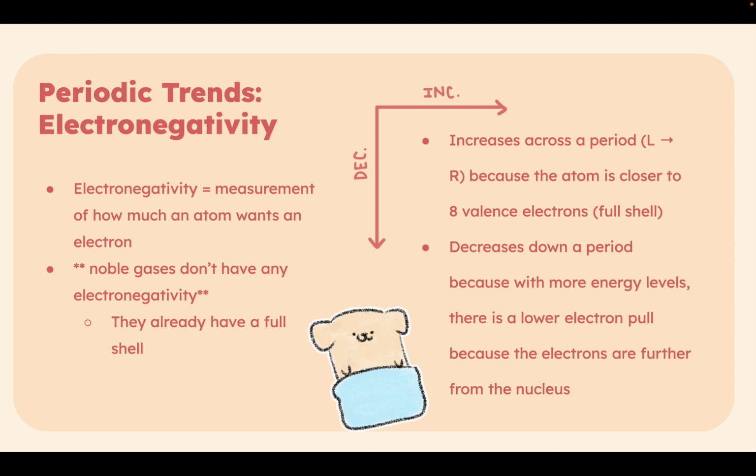Electronegativity increases across a period from left to right because the atom is closer to 8 valence electrons, which is a full shell. And they decrease down a group because with more energy levels, there is a lower electron pull because the electrons are further from the nucleus.